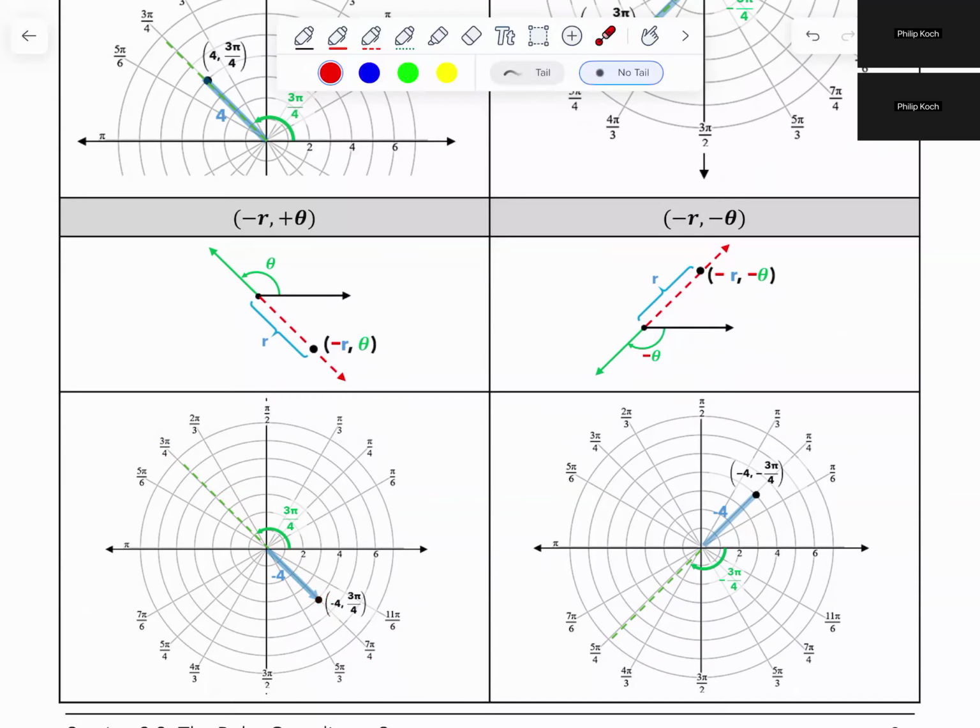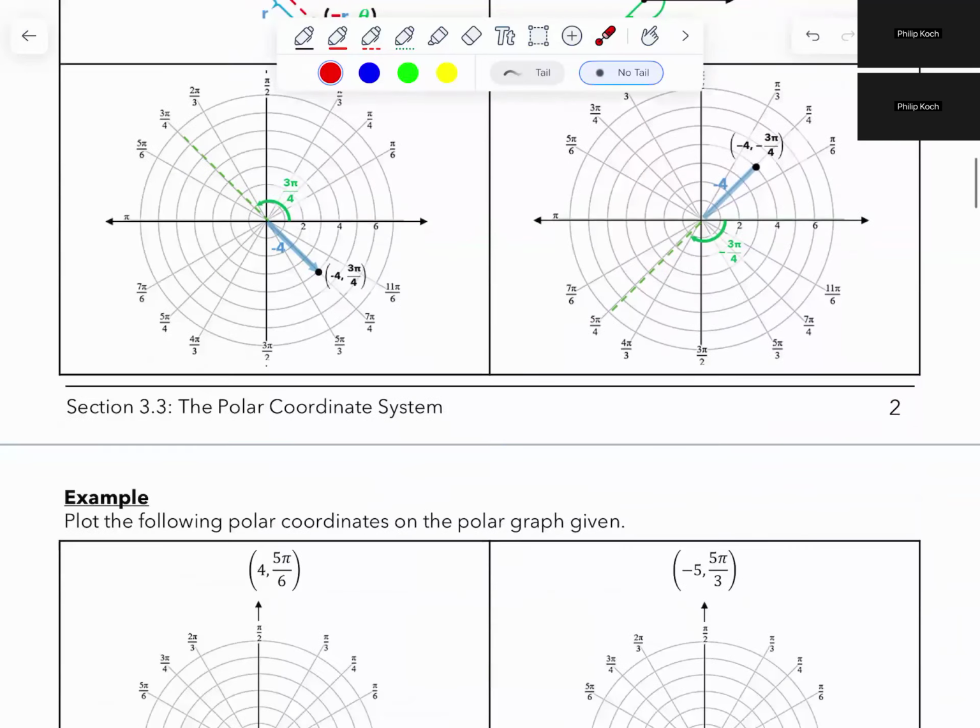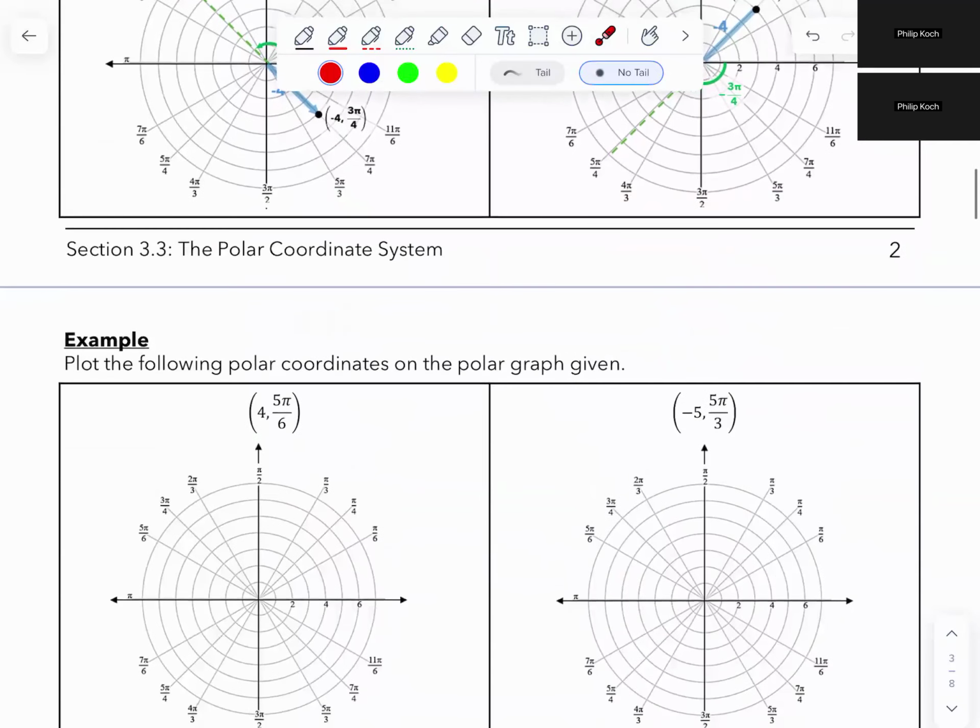And then if I've got negative 4, negative 3 pi over 4, that angle will be right here. Then I extend the dashed line further and I just go backwards 4. 1, 2, 3, 4, and plot that point. So that's how we plot in polar coordinates: start with the theta, then use the R. If R is positive, go forward. If R is negative, go in the backwards direction along that same line. Any questions on that? Let's get to plotting them.